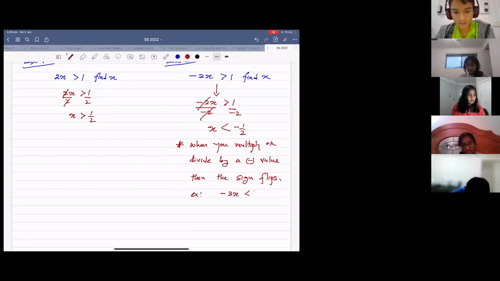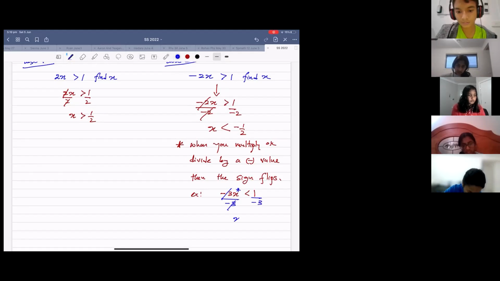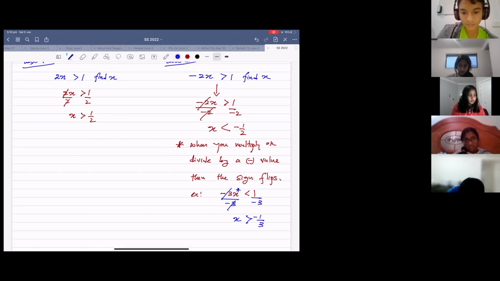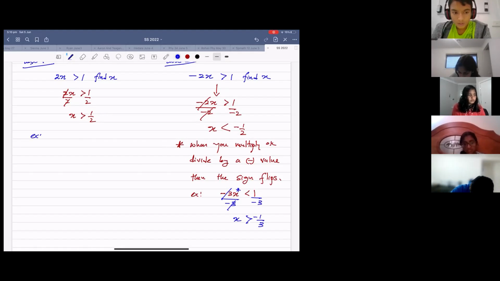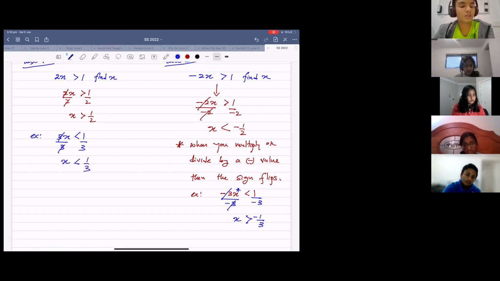So for example, minus 3x less than 1. What do you do? You divide by minus 3. So see, x is divided by a minus sign, minus value, minus 3. So then these two gone, x. So when you are doing it, you flip the sign. But here, if you get 3x less than 1, you are dividing by 3, not by a minus sign. So you keep the sign, no flipping.